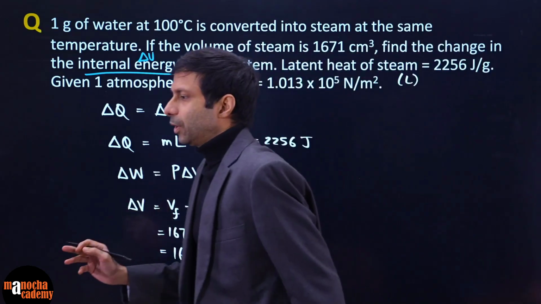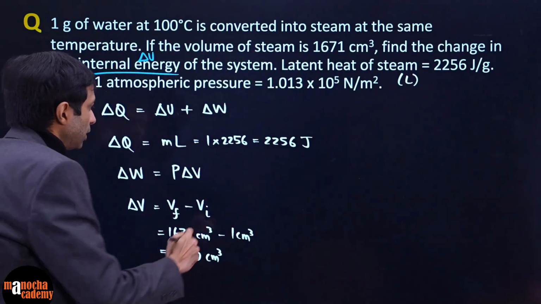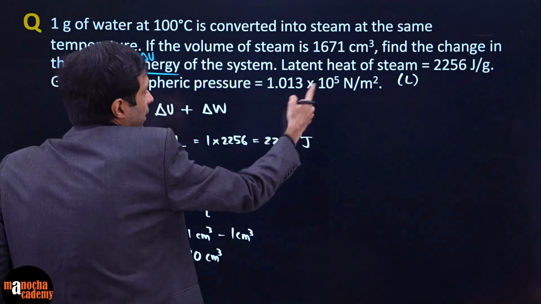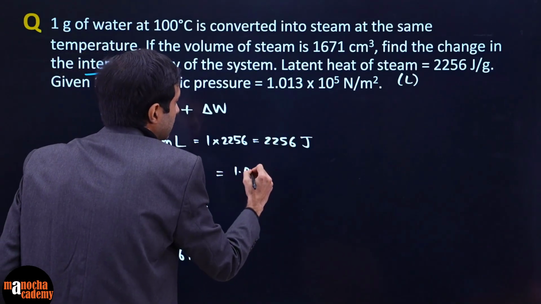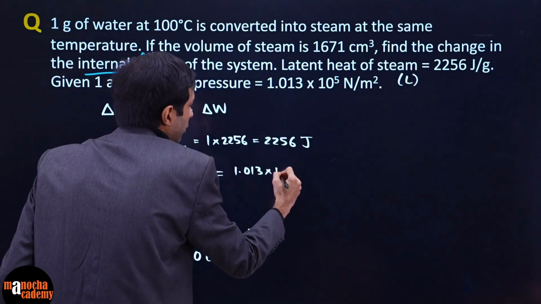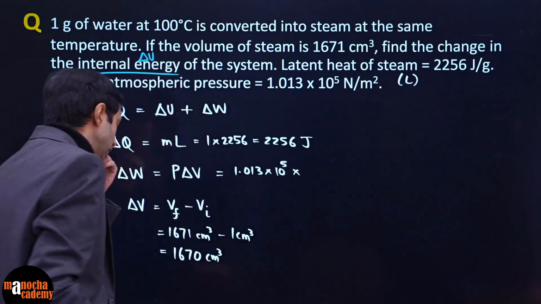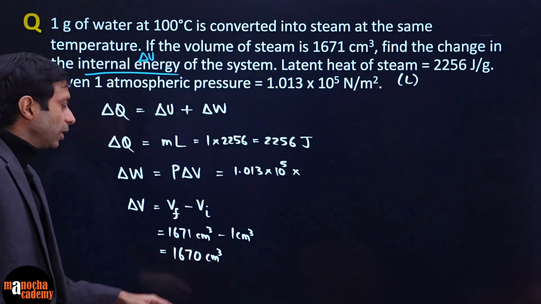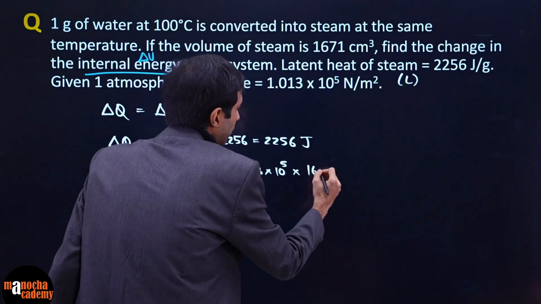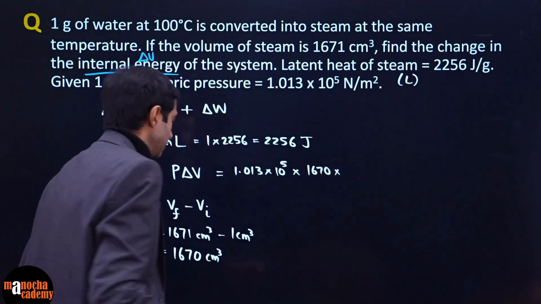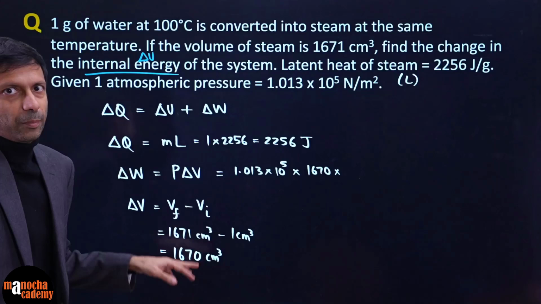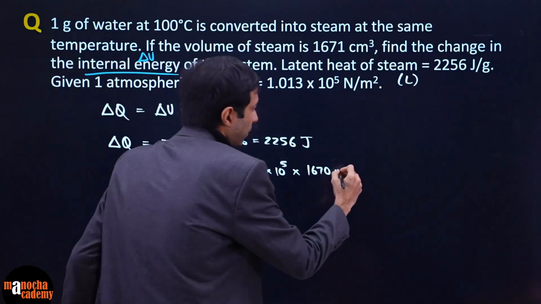So now how will you find the work done? Let's plug in the values here. Pressure is given to us in Pascal, so in SI units, 1.013 times 10 to the power 5. Change in volume is given in centimeter cube, so I have to convert it into meter cube. So times 1670 times, every centimeter is 1 by 100th of a meter, so 10 to the power minus 6 over here.